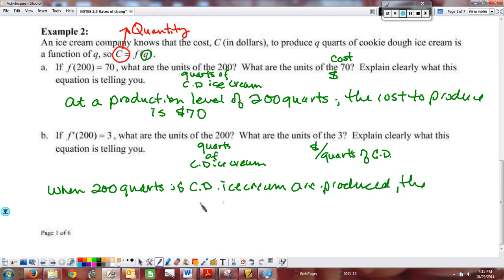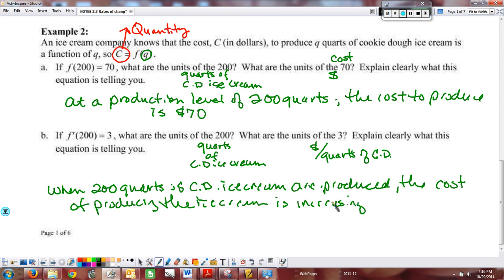the when, all right, so we have the when. Now we need the what. What's changing because of this rate of change? What's changing is your cost. The cost of producing the ice cream is, now what is it doing? Is it going up or is it going down? The cost is going up because it's a positive number, positive slope, so it's increasing. At $3 per quart of ice cream.